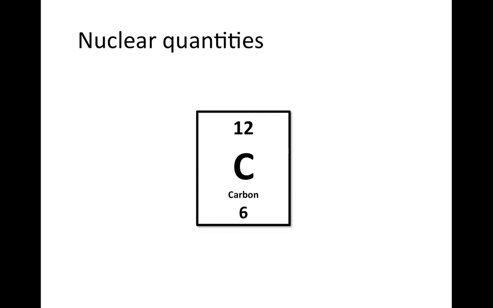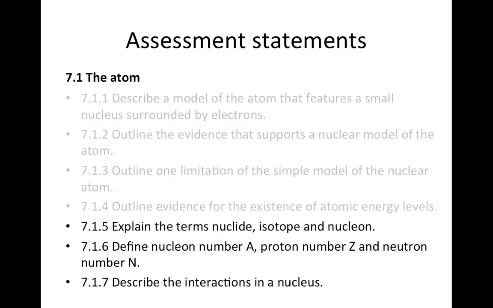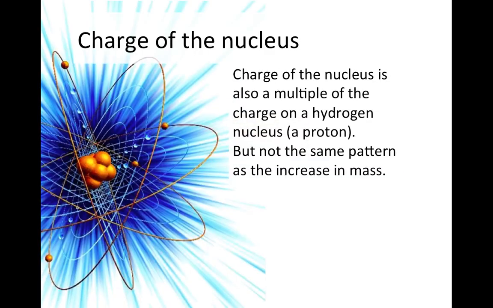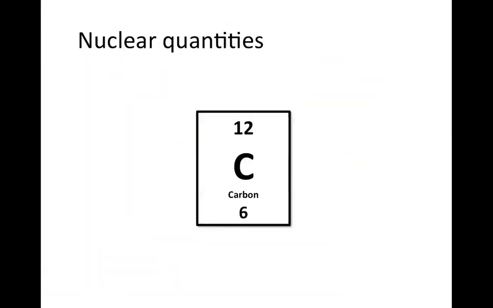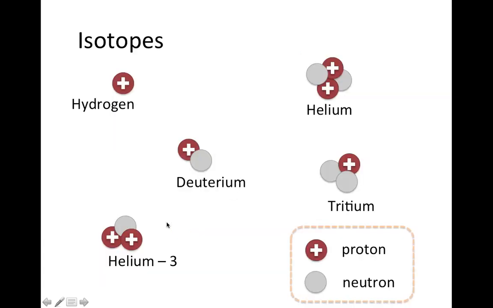The other thing it did mention, if I go back to the assessment statements, is to define neutron number, N. Well, in all my experience we don't really use that, but the neutron number is simply the number of neutrons, and you would find N by taking the atomic mass, A, and subtracting the number of protons, because that's the number of protons plus neutrons minus the number of protons. So A minus Z will give you N, the neutron number.